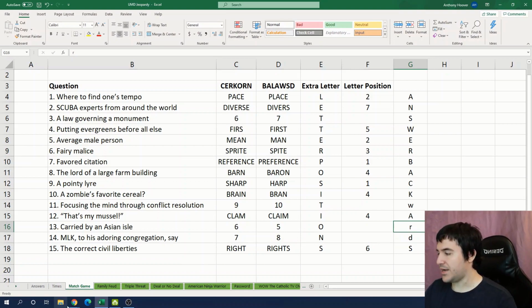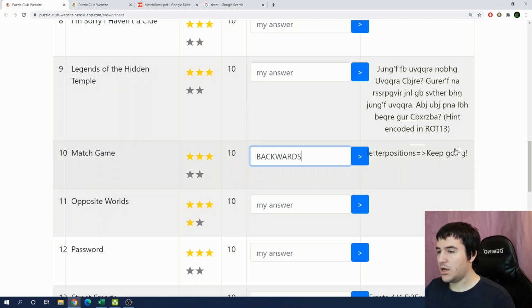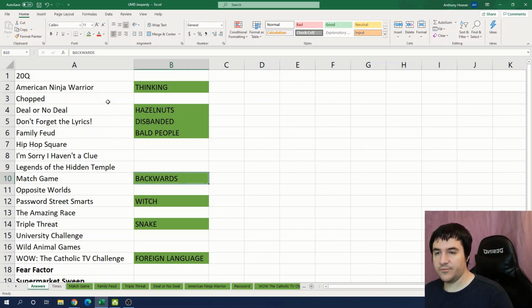So I'm going to try backwards as the answer here. Okay, so for match game, we're trying backwards. Oh, I didn't notice. When I typed in letter positions, it gave me this bonus note of keep going. Well, that's very cool. All right, let's try backwards. Backwards is the correct answer. Okay, so I've added backwards to my list of answers that I've obtained from the feeder puzzles.